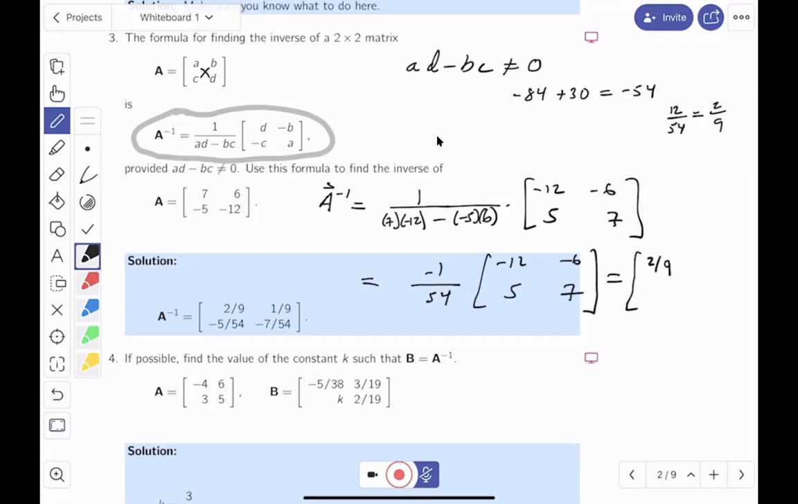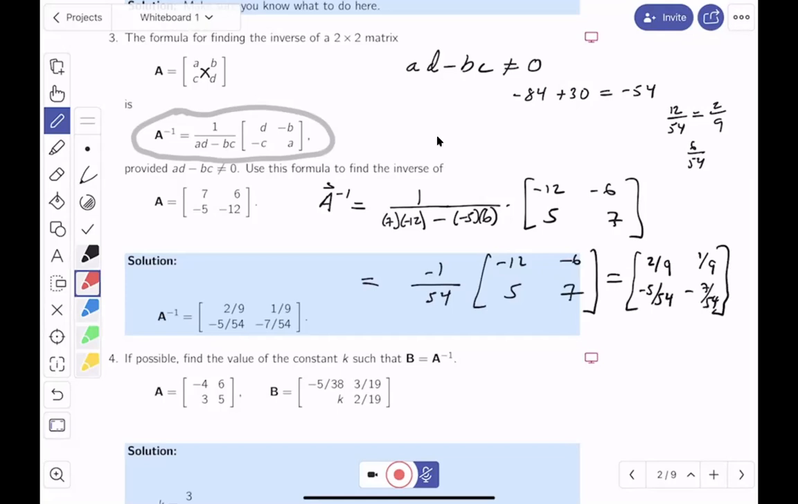And the next one's going to be 6 over 54, which is going to be 1/9. All right, let's keep going. Next one's going to be minus 5 over 54. Again, we'll check the key later. And next one will be minus 7 over 54. Mistakes happen. That's why we want to check it.